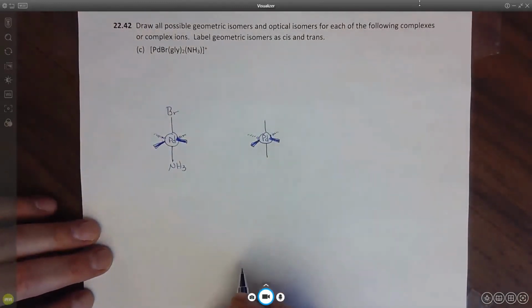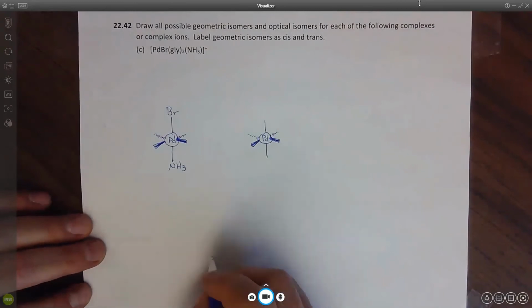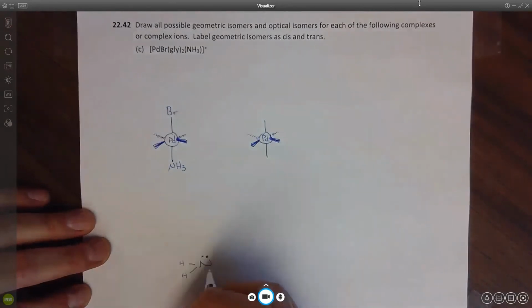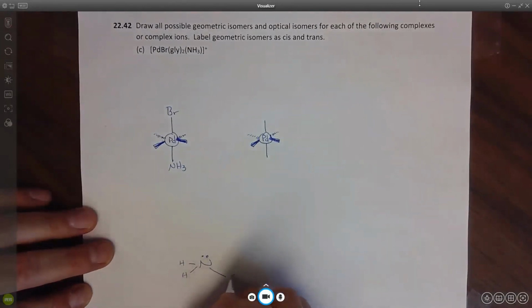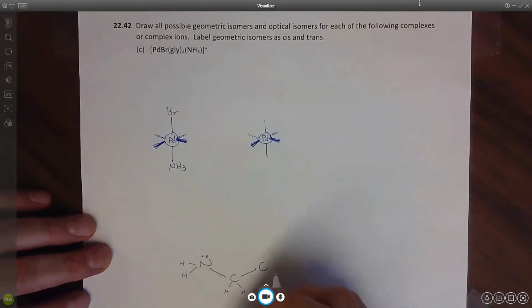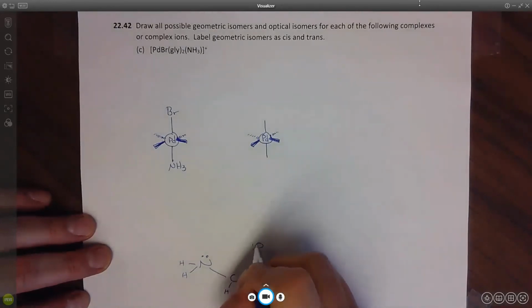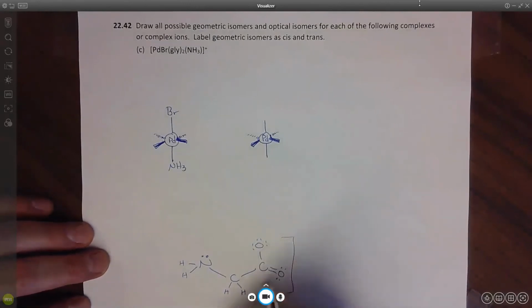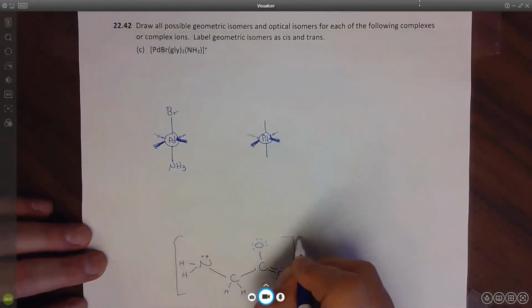Well, again, the glycinate has the structure. It has a nitrogen with a lone pair, and then it has two hydrogens coming off of it. It is connected to another carbon, which has two hydrogens coming off of it. That is then bound to another carbon, and that carbon has two oxygens. One is double bound, and the other is a single bound oxygen. And of course, this is an ion, so it has a charge of -1.